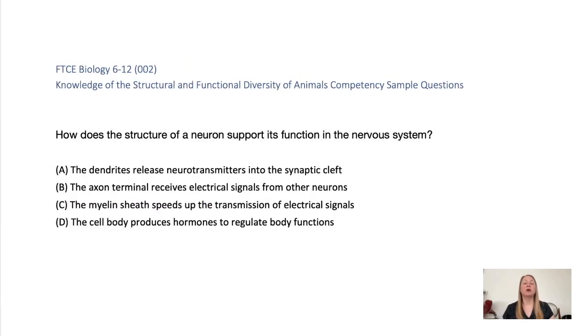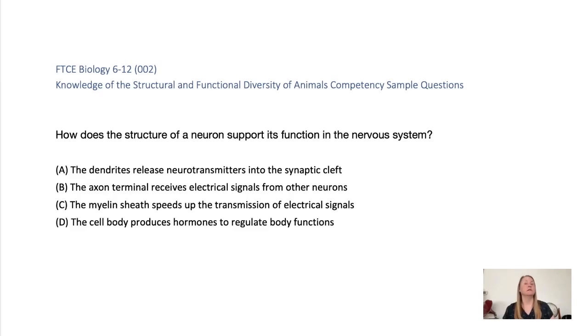How does the structure of a neuron support its function in the nervous system? A. The dendrites release neurotransmitters into the synaptic cleft. B. The axon terminal receives electrical signals from other neurons. C. The myelin sheath speeds up the transmission of electrical signals. Or D. The cell body produces hormones to regulate body functions.